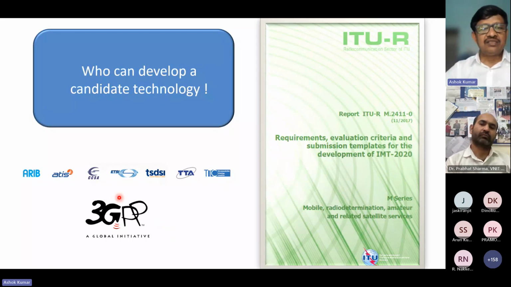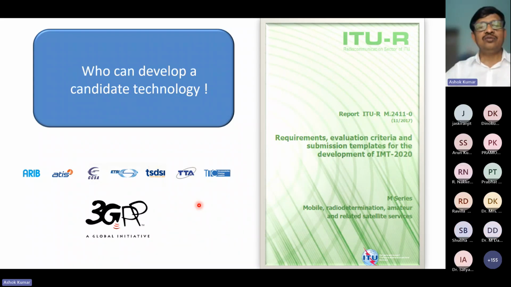Now once 3GPP or any other SDO is able to develop a technology meeting the requirements of ITU, they are required to submit it to ITU for approval, right? So how to submit it? For that, ITU had issued a document called M.2411. This document I have also shared in the folder. It gives the evaluation criteria and also gives templates to submit the candidate technology, right?